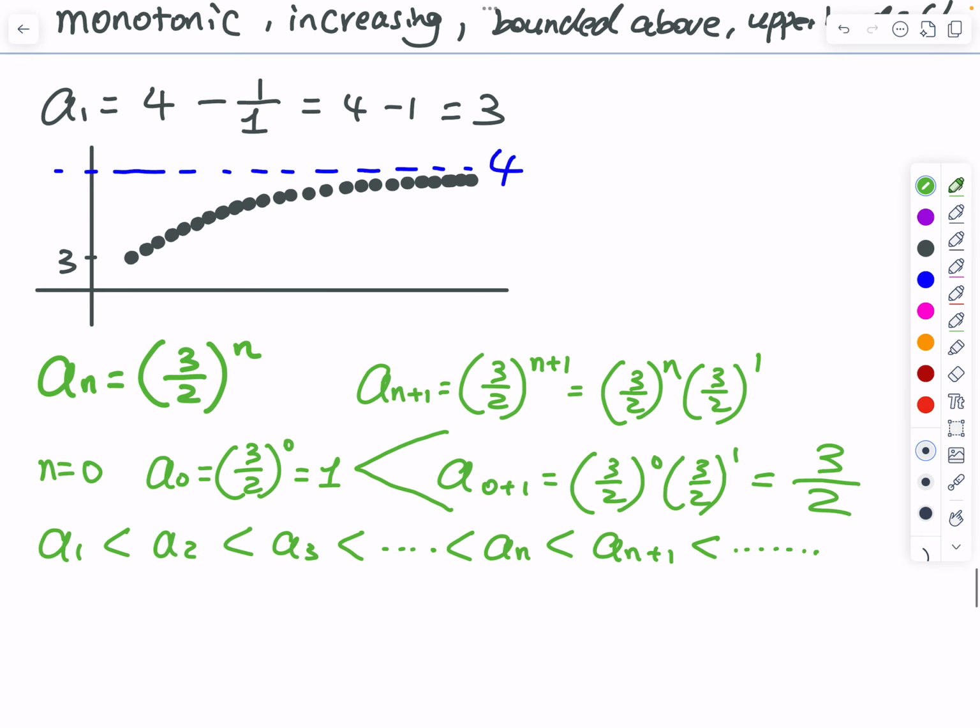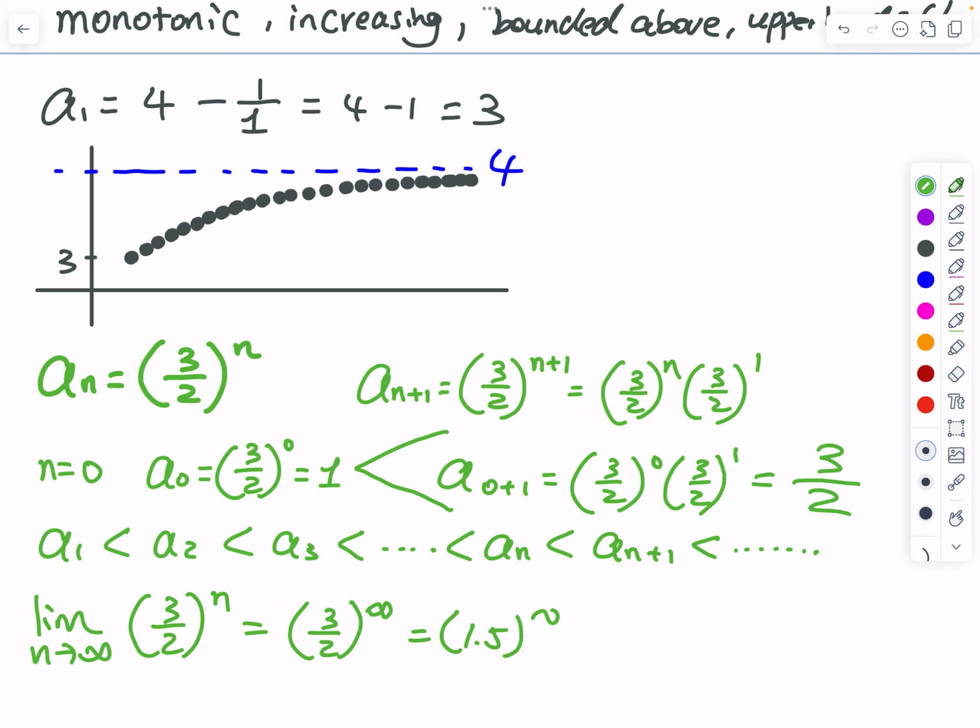And then what about the upper bound? For this one we can take the limit as n approaches infinity. I have 3 over 2 to the n, then this is 3 over 2 to the infinity. That is 1.5 raised to a very large power, and this is infinity. Did I say this one is decreasing? This one is not decreasing. As n increases, the next term is always greater than the previous term. And when you look all the way to the right, these terms go to infinity. So that means this is not bounded.